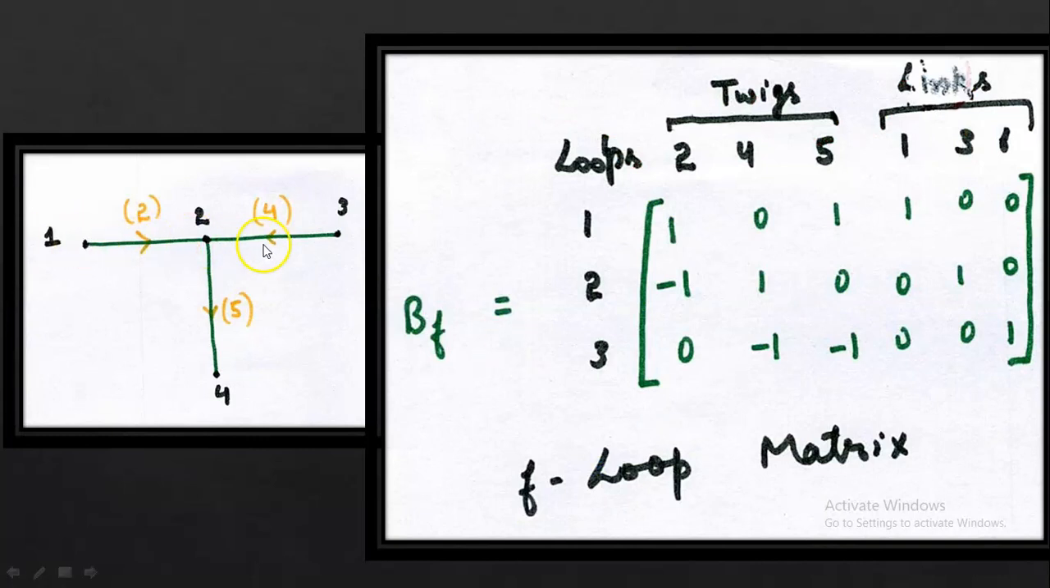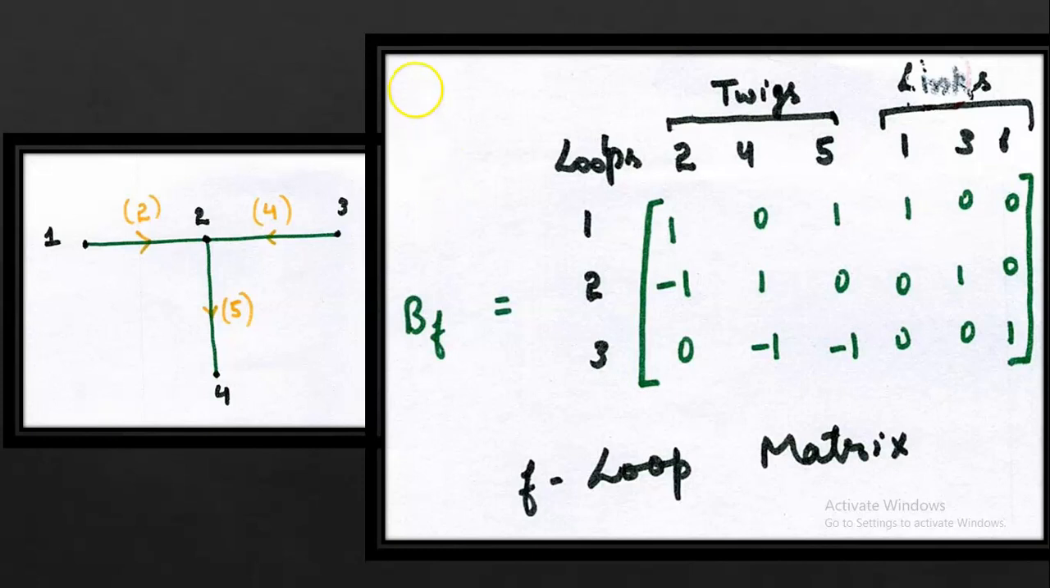Look at this example. We have this tree on the left side. So the F loop matrix according to this rule is drawn here. Here we have represented twigs and links separately. So you try to draw this matrix by following this rule, then you will remember it.